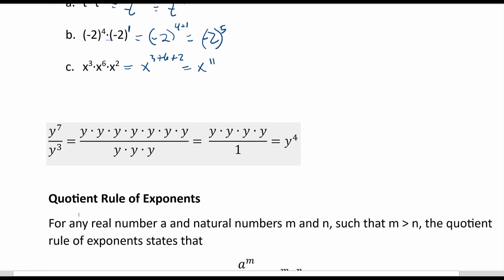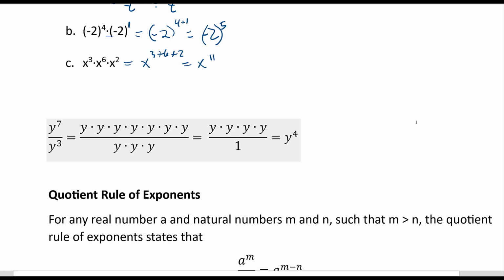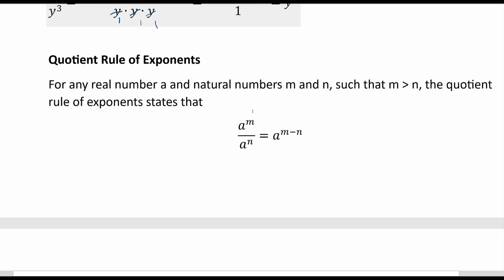Now in division, we get to the quotient rule. If we have y to the 7 over y to the 3, they've got 7 on top, 3 below, so these divide out. And we end up with 4 on top, so we get y to the 4th. So that's our quotient rule. We can subtract the powers. For any real number a, and natural numbers m and n, such that m is greater than n, the quotient rule of exponents states that a to the m over a to the n is a to the m minus n.